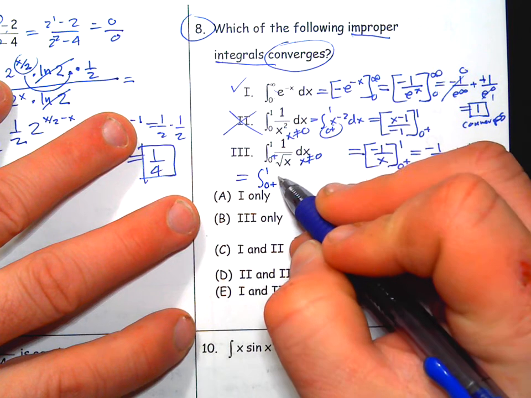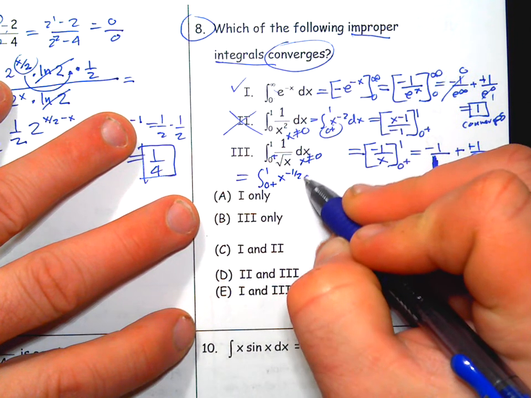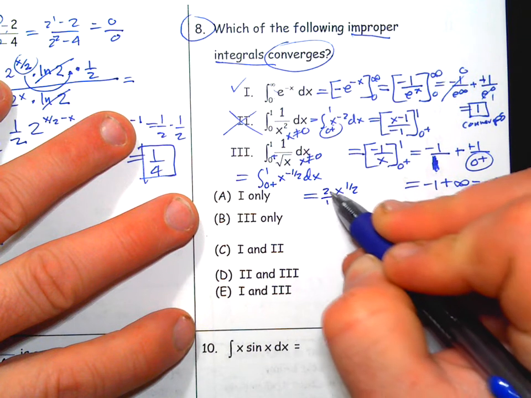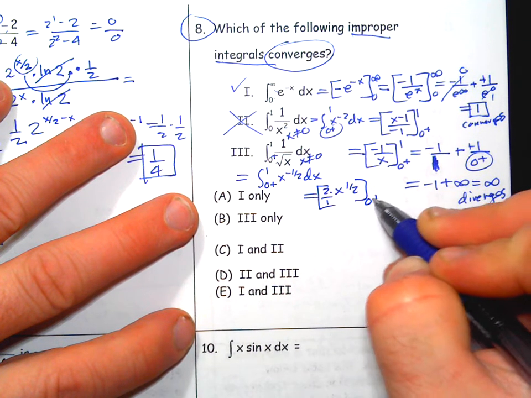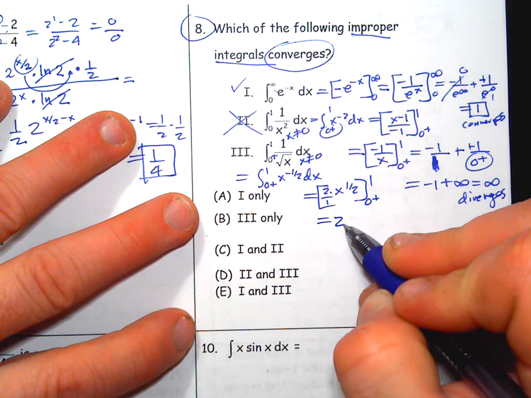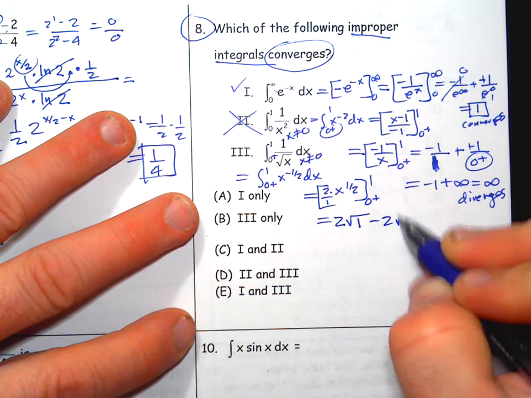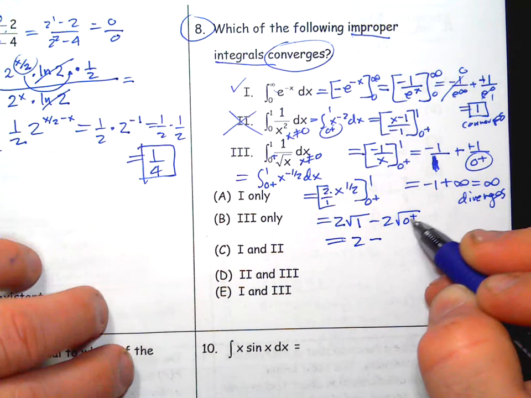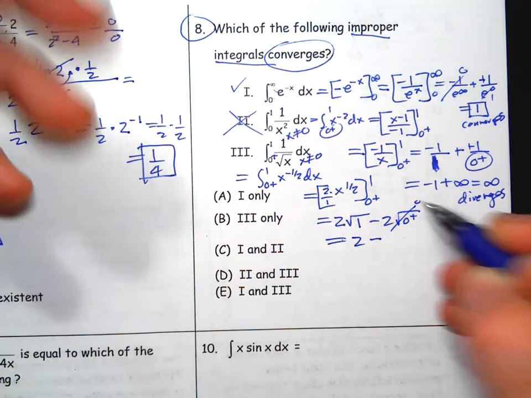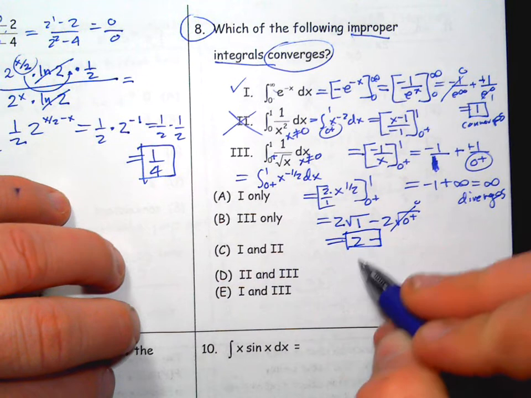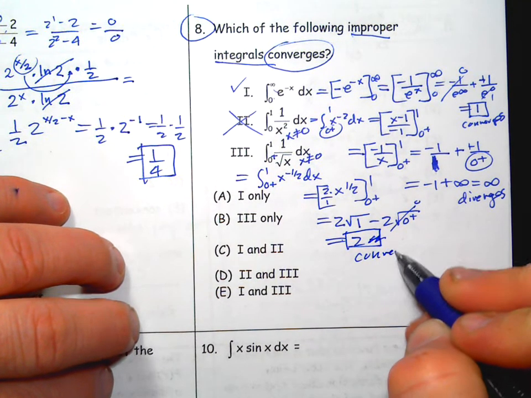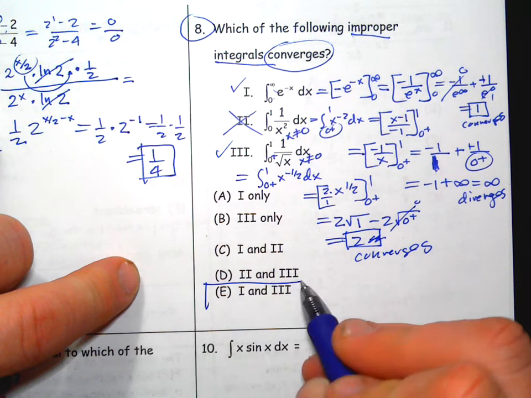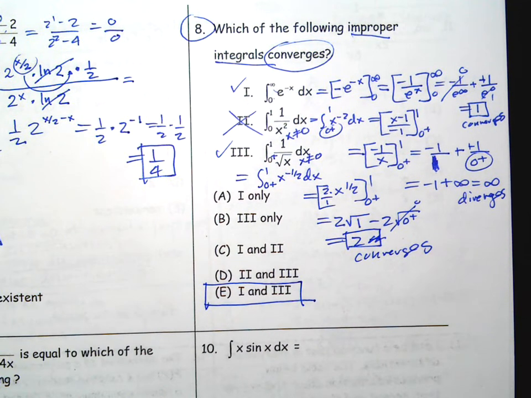So this is the same thing as x to the negative 1/2. And the antiderivative is x to the 1/2 divided by the new exponent multiplied by the reciprocal, 0 plus to 1. So this is going to be 2 square root of 1 minus 2 square root of 0 plus. And that's going to be 2 minus. Now, the square root of something tiny is going to something tiny. So this converges. So 1 and 3 converge.